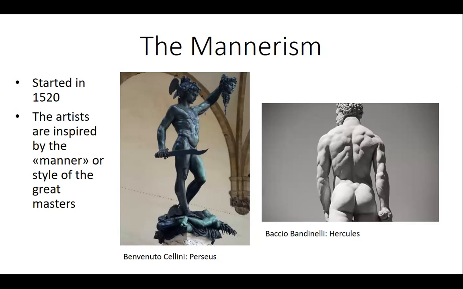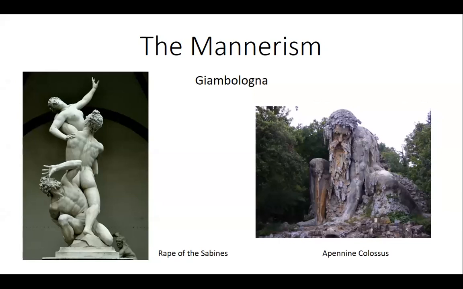So for example, on the left we have a Benvenuto Cellini, and on the right we have a Baccio Bandinelli. He made the Hercules and Cacus. So practically, we get that new tendency, that new representation. And one of my favorites is Giambologna.